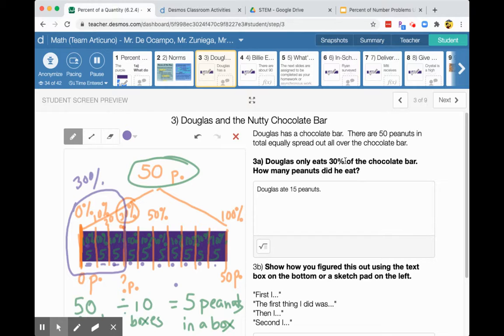What if this question said 70%? How many peanuts was that? Well, here's where 70% is. 50, 60, 70. If this question said 70%, how many peanuts is this? 5, 10, 15, 20, 25, 30, 35. 70% is 35 peanuts. Okay?